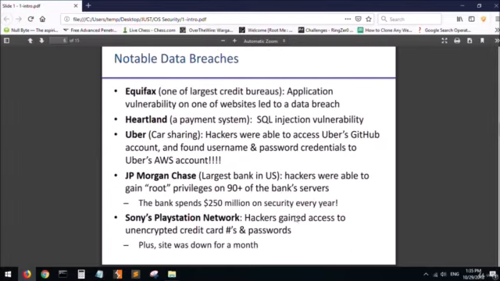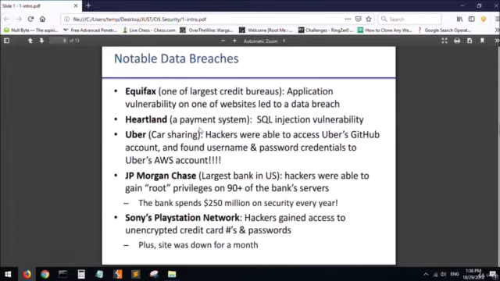Now, these are some notable data breaches I gathered from the internet that happened in the last 5 years. We have Equifax, one of the largest credit bureaus. An application vulnerability on one of their websites led to a data breach. There was an application on their website that had one vulnerability. Imagine that, one vulnerability led to a data breach, and this is one of the largest credit bureaus, not some small company.